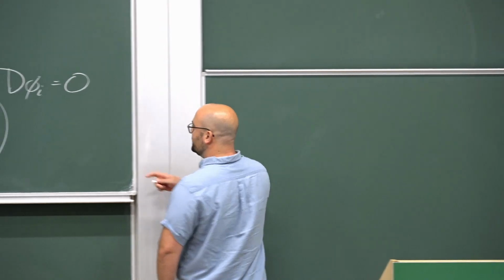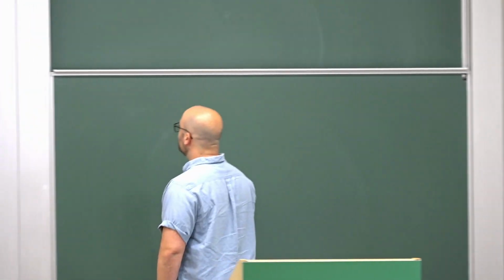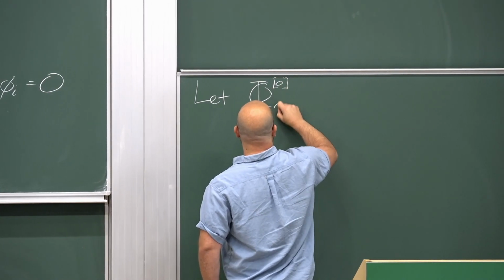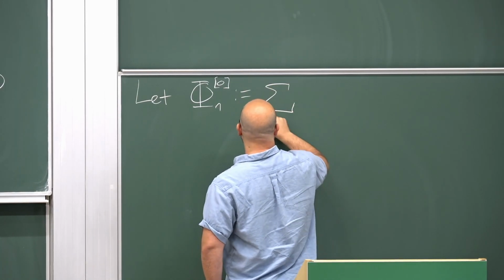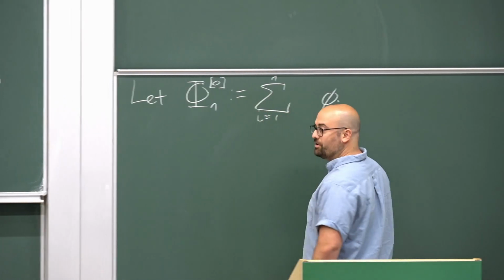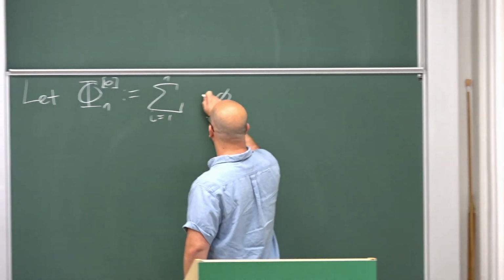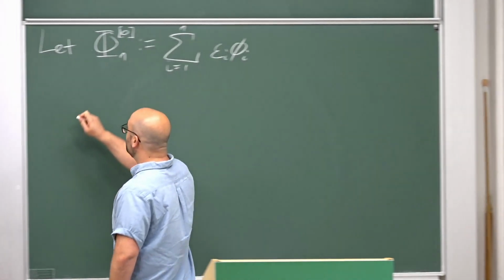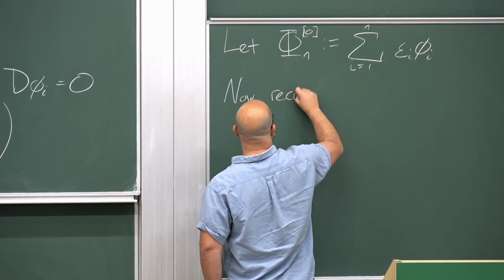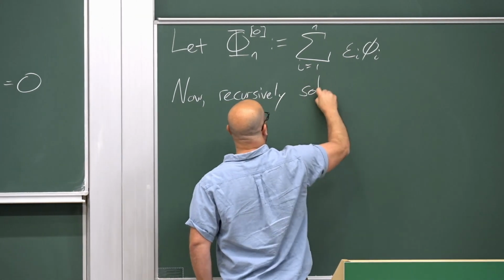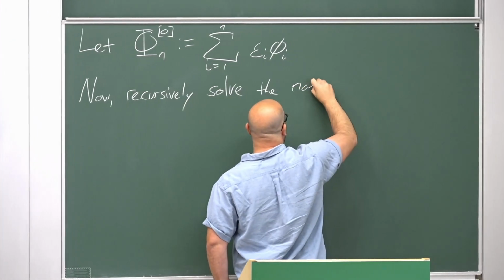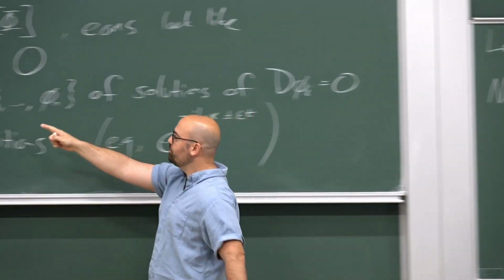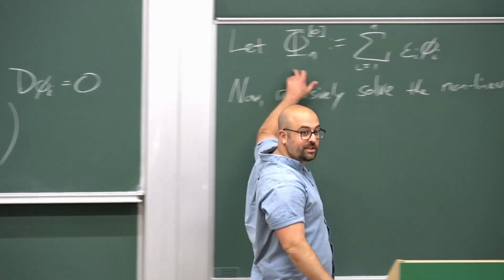Okay, so step one is we take this collection of linearized solutions and we just take a superposition of them. So let big phi 0 be a sum, i goes from 1 to n, of my scattering states, so my solutions to the linearized equations of motion, plus some formal parameters that I'll call epsilon i. Now, we're going to recursively solve the nonlinear equations of motion order by order in this coupling constant g, starting with this superposition of linearized solutions.